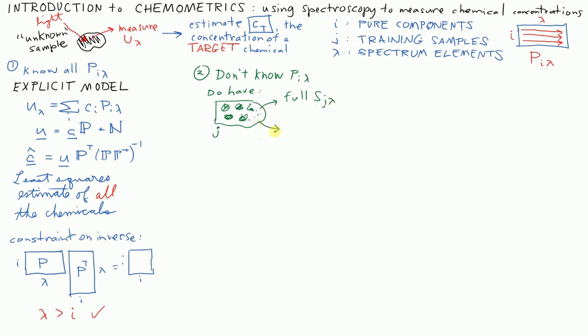And we also have a really good chemistry lab, and we know the concentrations of every chemical in every sample. So we have the full matrix of concentrations C. That's going to have an index I because it tells you the pure component breakdown of all the pure components in every sample J.